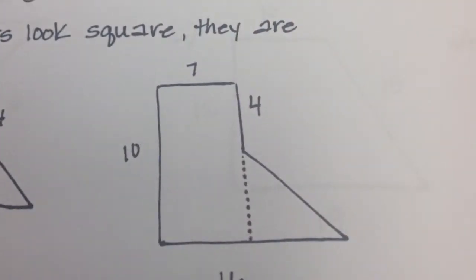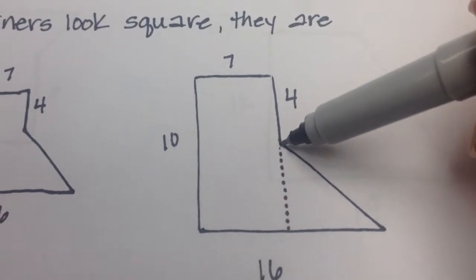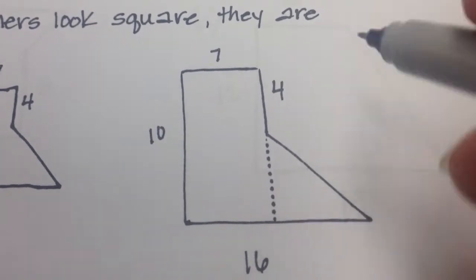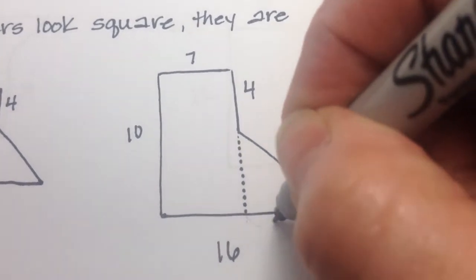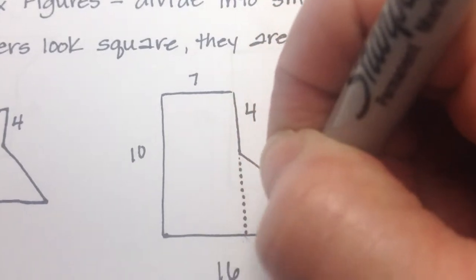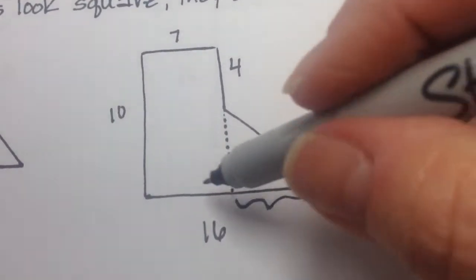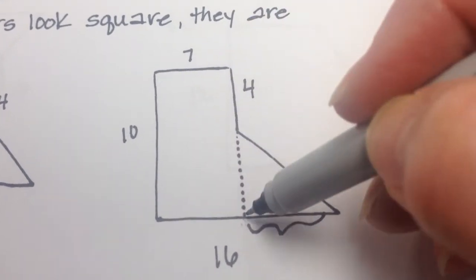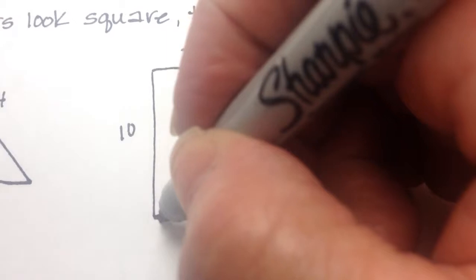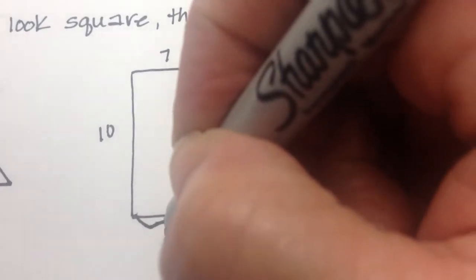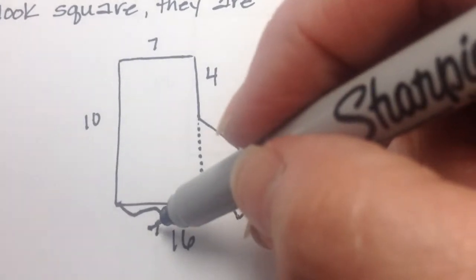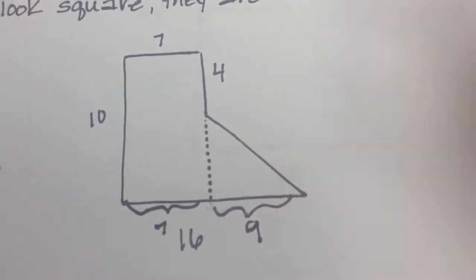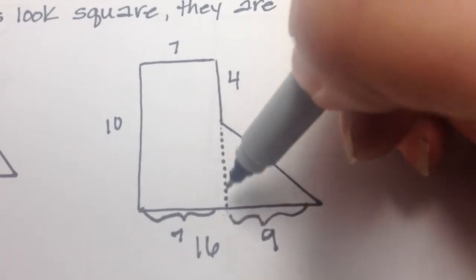So how can we divide this? Well, I know the area for a triangle, so I'm going to divide it right like this. Now, is the base of this triangle 16? No. Look, this part is 7. So what plus 7 is 16? 9. So that's 9.